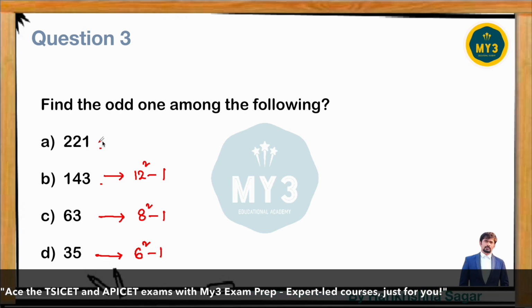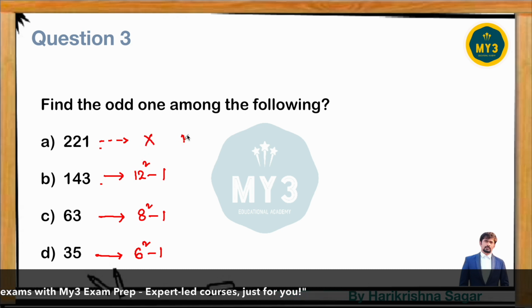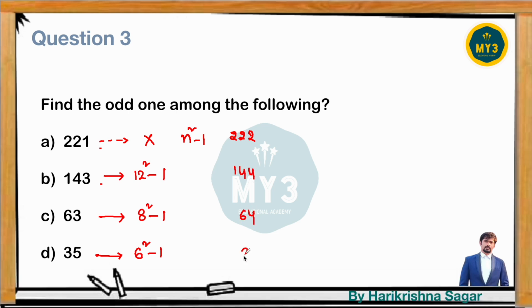But if you observe this number 221, 221 cannot be written as n square minus 1 pattern. So that means 222 is not a square number. If you observe, by adding 1 to all these numbers, you can easily recognize a pattern. So 222, 144, 64, 36. This is square, this is square, this is square, this is not a square. So simply the different one here is 221. You can mark the answer choice as option A here. Hope you are able to understand.